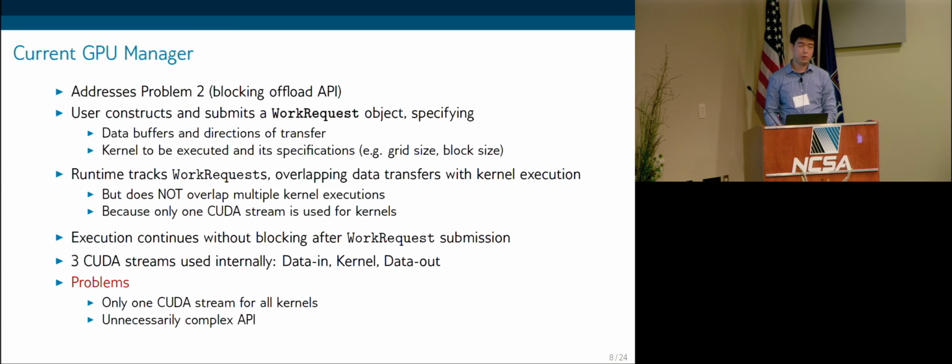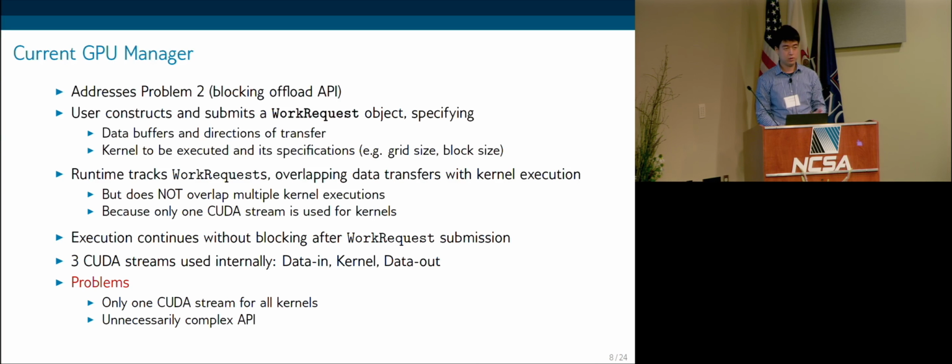So the current GPU manager addresses the second problem, which is the blocking property of the offload API. What the user needs to do is construct and submit a work request object that specifies the data buffers and the directions of the transfer, and also the kernel that should be executed and its specifications, such as the grid size and the block sizes.